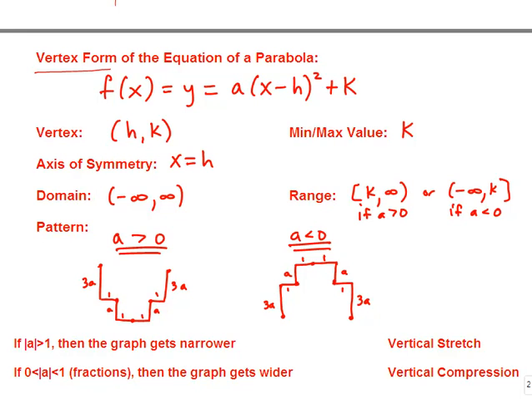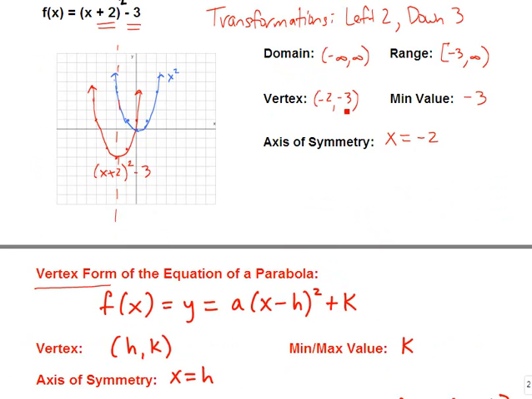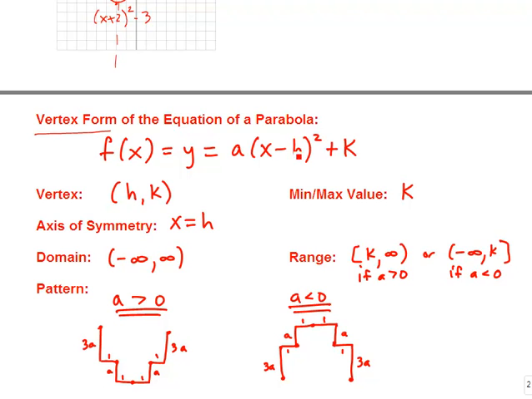Remember what we said in our last example, how the vertex, -2, -3, came from the number inside the parentheses using the opposite sign and the number on the end outside of that square. Well, that's what this is saying here as well. If I have a -h, then I'm going to use +h for the x coordinate of my vertex. And if I have a +k on the end, I'm going to use +k for my y coordinate. So the numbers that we see inside the parentheses and outside give you the coordinates of your vertex right away.